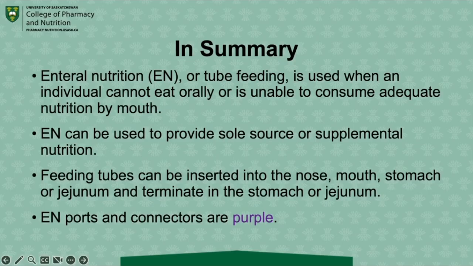In summary, enteral nutrition or tube feeding is used when an individual cannot eat orally or is unable to consume adequate nutrition by mouth. EN can be used to provide sole source or supplemental nutrition. Feeding tubes can be inserted into the nose, mouth, stomach, or jejunum and terminate in the stomach or jejunum. EN ports and connectors are purple.